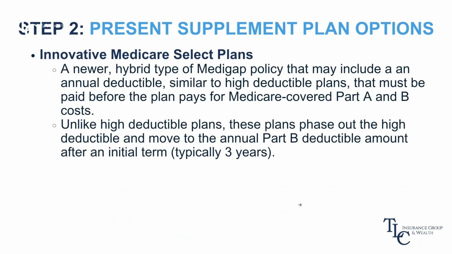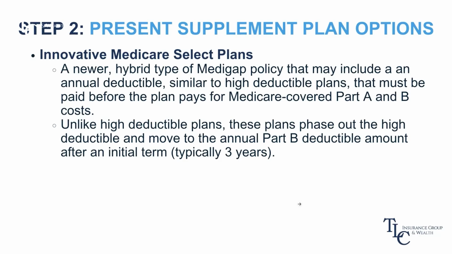And then we get into what are called innovative Medicare Select plans, a newer hybrid type of Medigap policy that might include an annual deductible, similar to high deductible plans, that must be paid before the plan pays for Medicare covered Part A and B costs. Now, unlike high deductible plans, these plans phase out the high deductible and move to an annual Part B deductible amount after an initial term, typically 3 years.